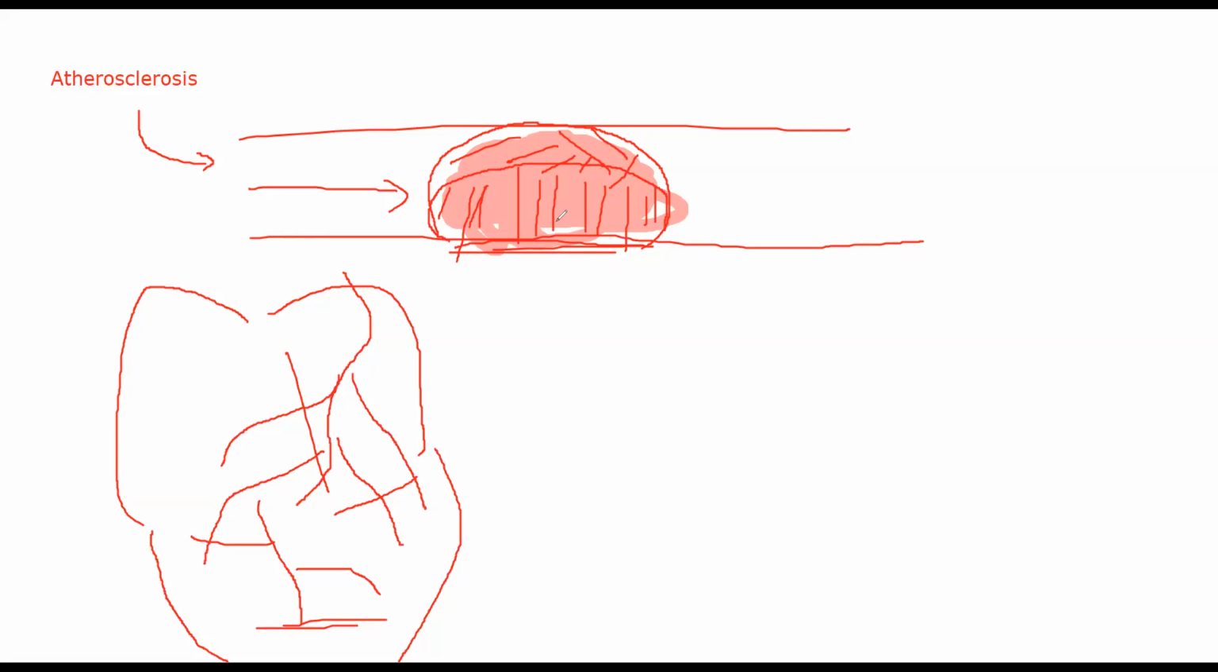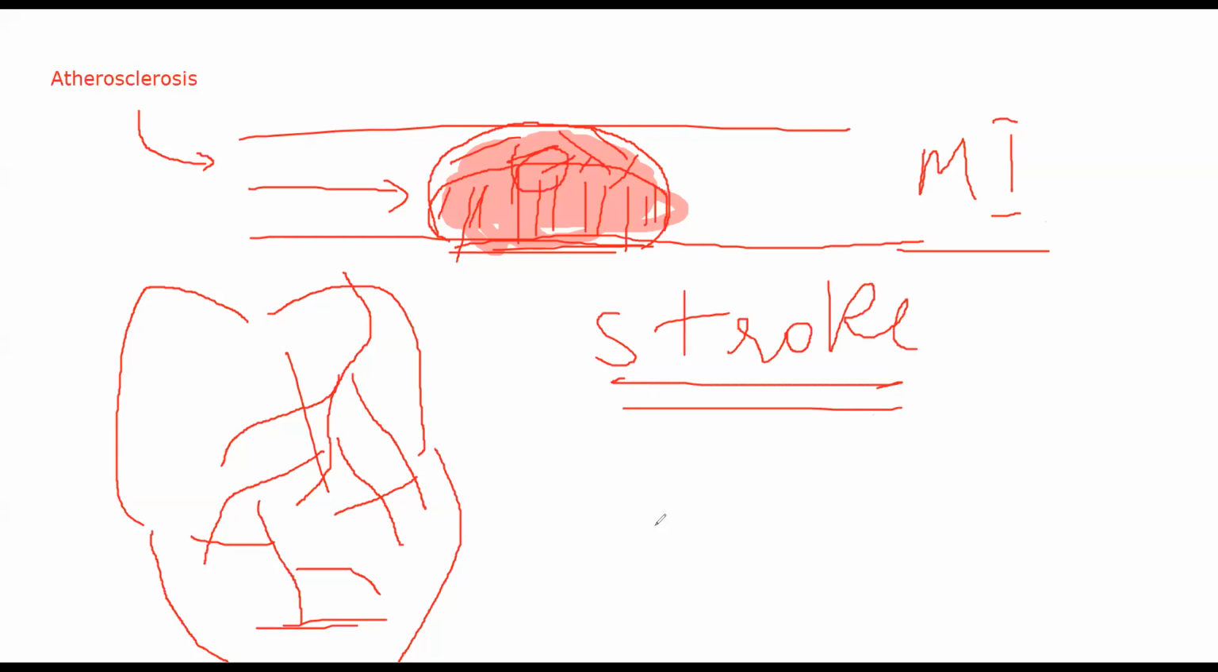Whenever you have an occlusion like this, whenever you have a blockage like this atheroma occurring in a coronary artery, it will lead to a condition called myocardial infarction, basically heart attack. If this happens in your brain, in a cerebral artery, it will lead to stroke. Stroke is a neurological condition caused due to a cardiological problem. It is mainly a problem in your brain that is originating from a cardiovascular disorder, the cardiovascular disorder being atherosclerosis.